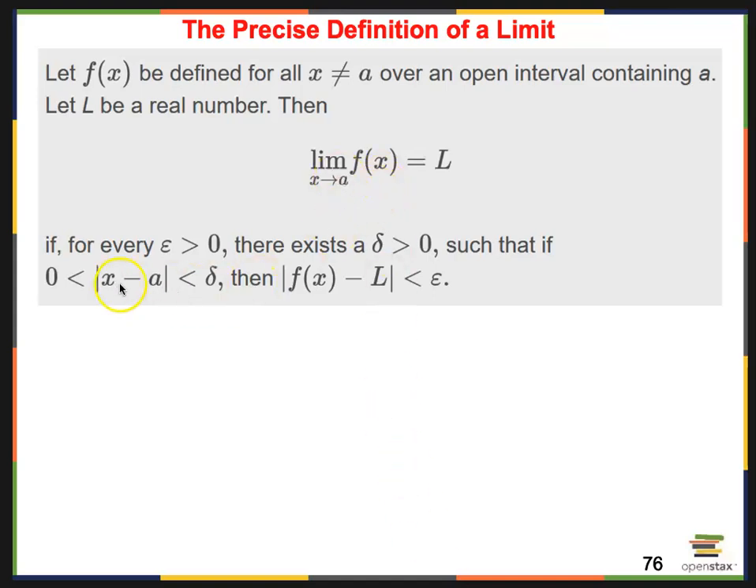So again, all of this comes from our limit. Here's my x minus a. So as we're getting closer and closer to a, x minus a is a number between 0 and whatever delta is. And then we're looking at our function, the absolute value of f of x minus L, is less than epsilon. So let's look at this a little more.